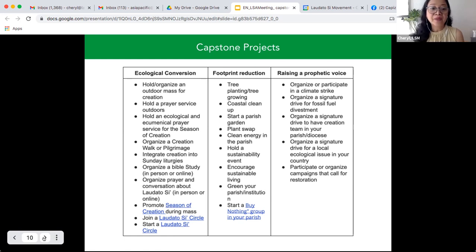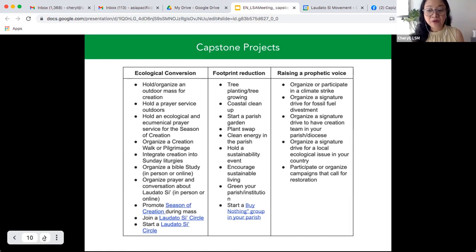So under ecological conversion: organize an outdoor mass, a prayer service outdoors, or a digital ecological and ecumenical prayer service for the season of creation; organize a creation walk, like what Hong Fuk did; integrate creation into Sunday liturgies. Beth mentioned this also, and she has resources. Organize a Bible study in person or online, or a conversation on Laudato Si. It need not be a Bible study, but just a conversation on the message of Laudato Si.